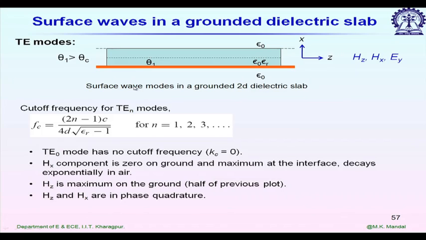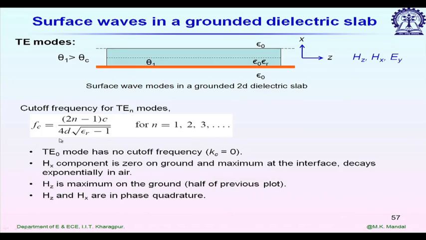TE0 mode does not have any cutoff frequency. For other modes the expression is a little different from the TM mode's cutoff frequency. We can calculate Fc as (2n minus 1) times c divided by 4d square root of epsilon r minus 1. So, c is the velocity of light in free space, d is the thickness of the dielectric slab, and epsilon r is the dielectric constant of the slab.